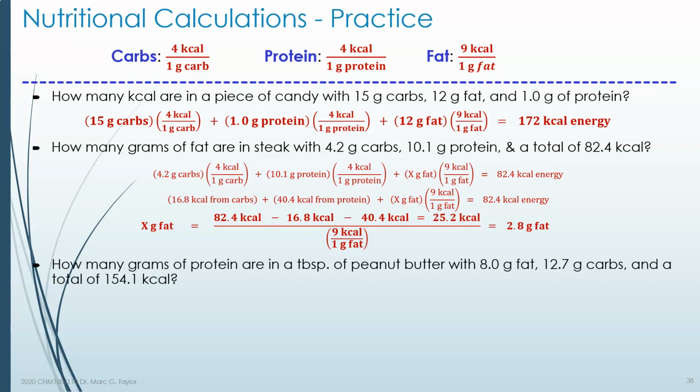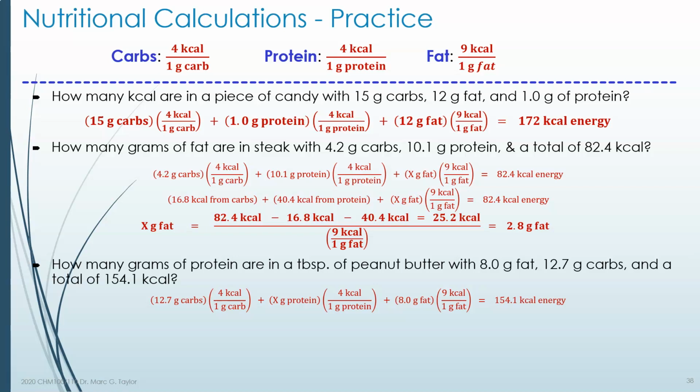The last problem has a question where we're dealing with peanut butter, and we give you everything but how many grams of protein. So it says how many grams of protein are in a tablespoon of peanut butter with 8.0 grams of fat, 12.7 grams of carbs, and a total of 154.1 kilocalories, or big C calories. So you set it up exactly the same way as you do in the second problem with your unknown number of grams of protein. So being careful to line up the right food stuff with the right conversion factor. Remember, protein is with 4, carbs are with 4, fat is with 9.